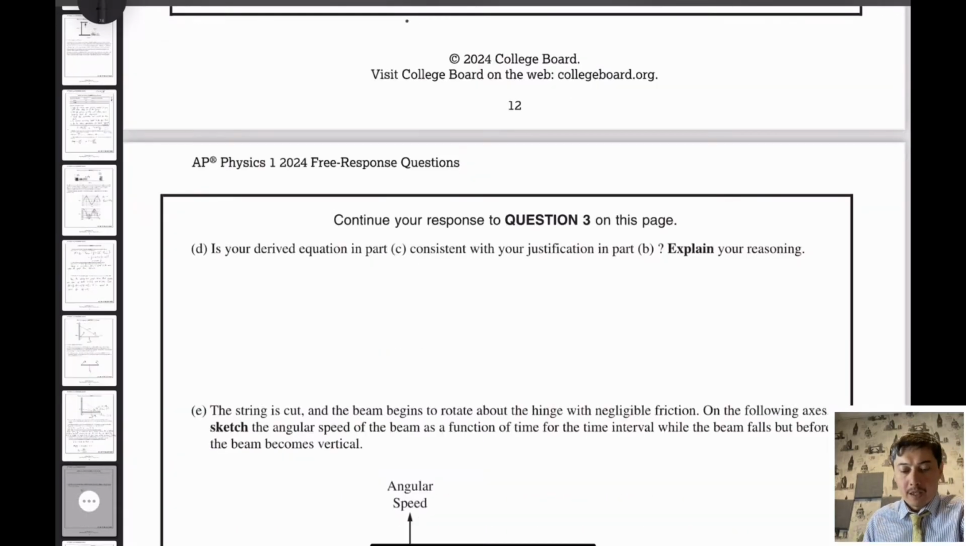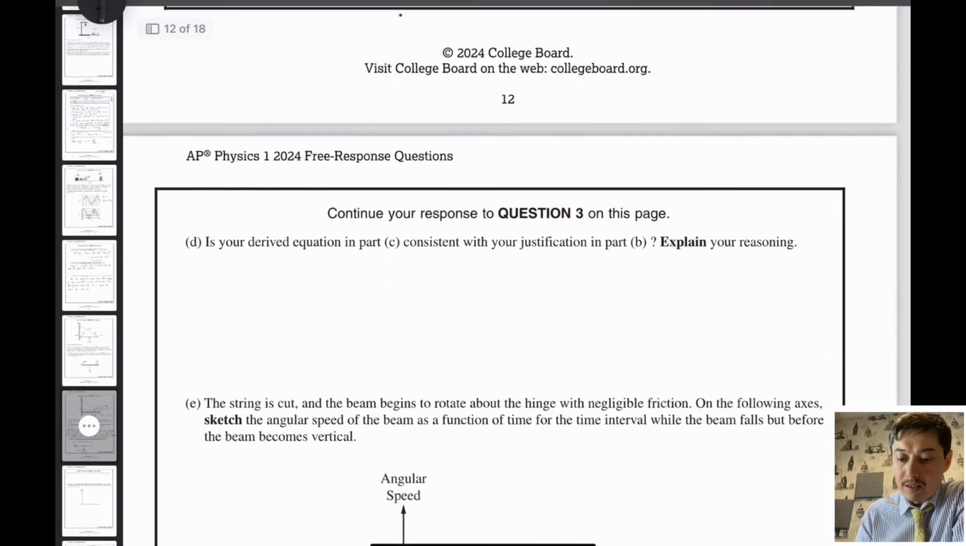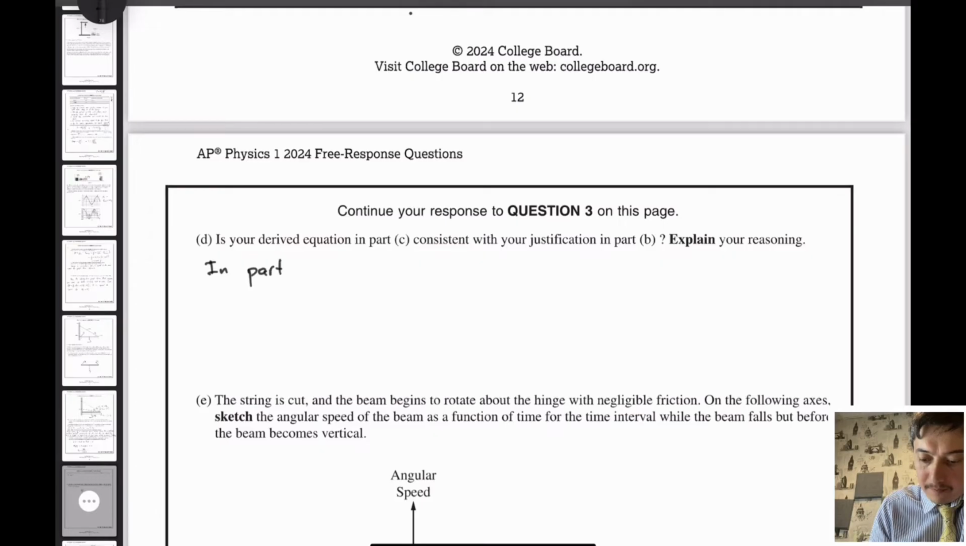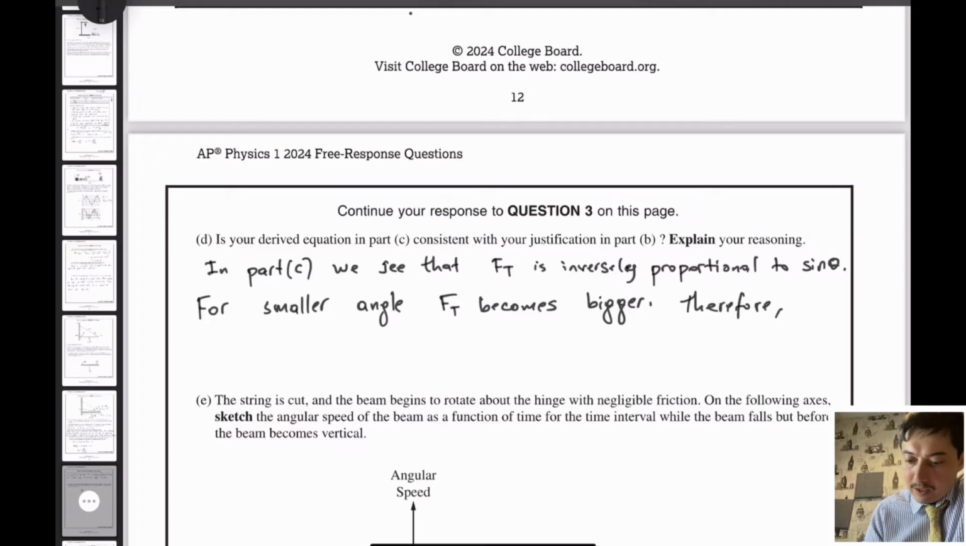Part D. Is your derived equation in part C consistent with your justification in part B? Explain your reasoning. So here in part C, we see that tension force Ft is inversely proportional to sine theta. So, for smaller angle, Ft becomes bigger. Therefore, it is consistent.